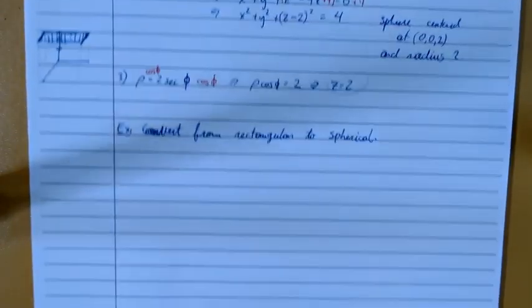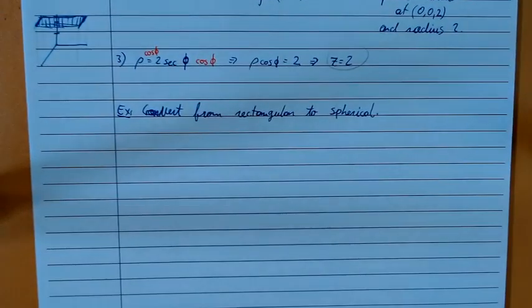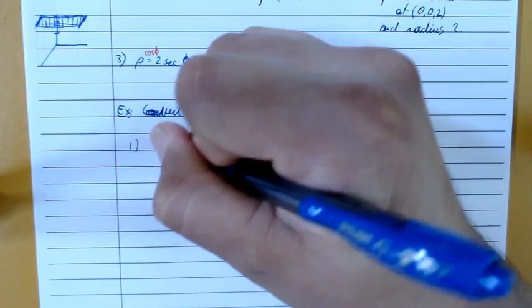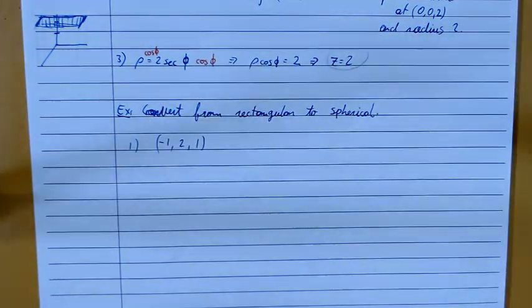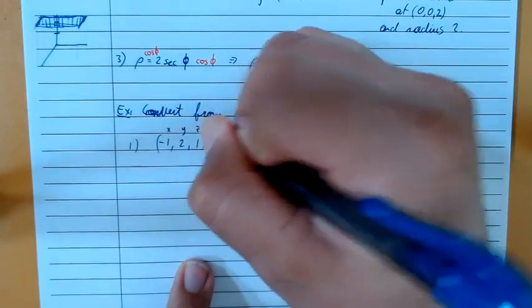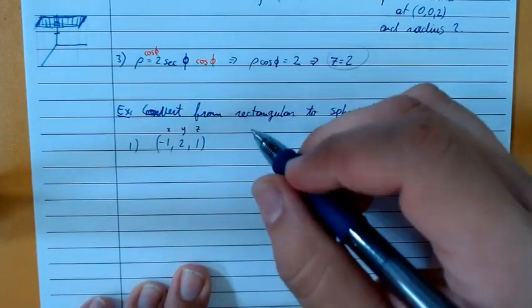All right, let's start with the point. Let's keep it simple here. Let's just convert the point -1, 2, 1. Again, this is rectangular, so that's your x, your y, and your z as always. And we need to find our rho, our theta, and our phi.